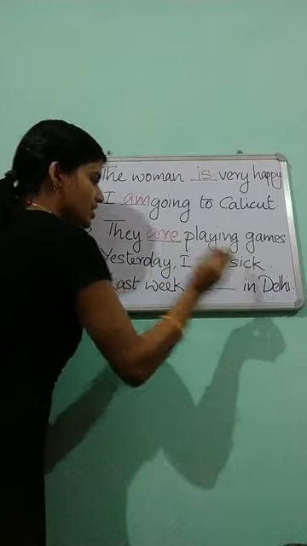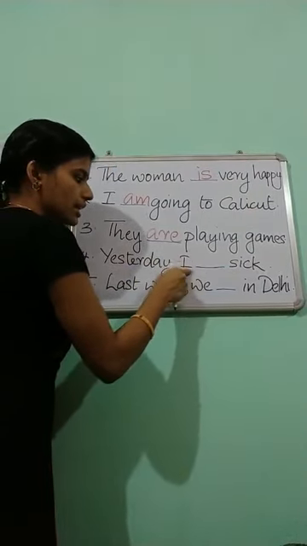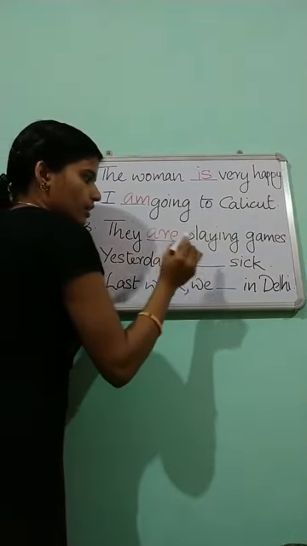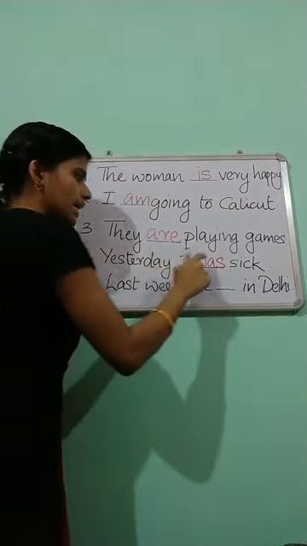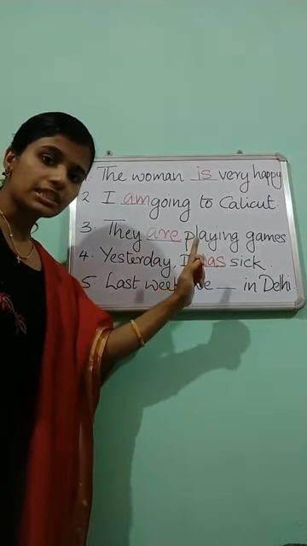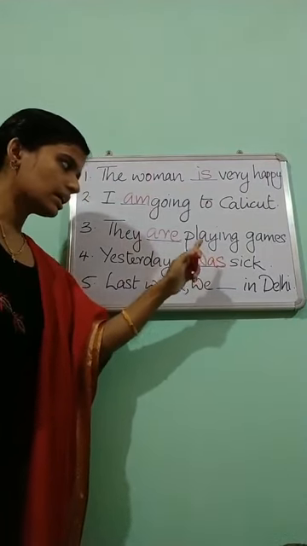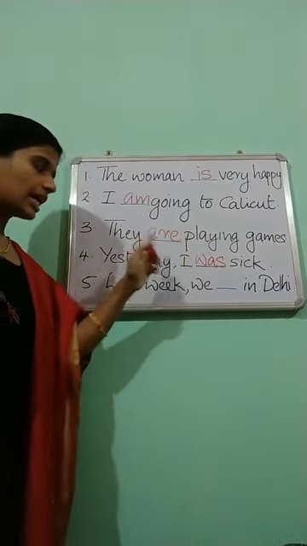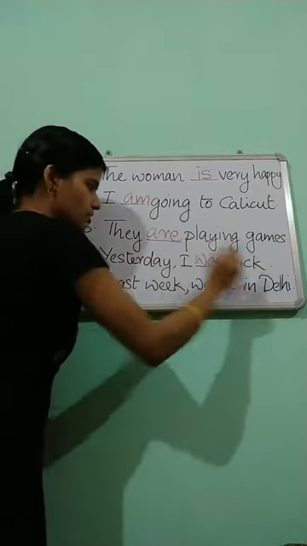Yesterday I dash sick. Here the noun is I. I is a singular noun. So we can use the auxiliary verb was. Okay, yesterday I was sick. Was is an auxiliary verb which is used in past tense and in singular context. Okay, yesterday I was sick.